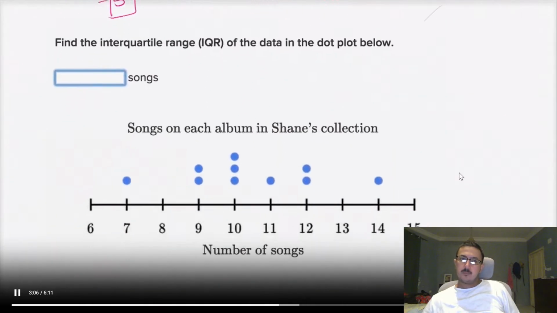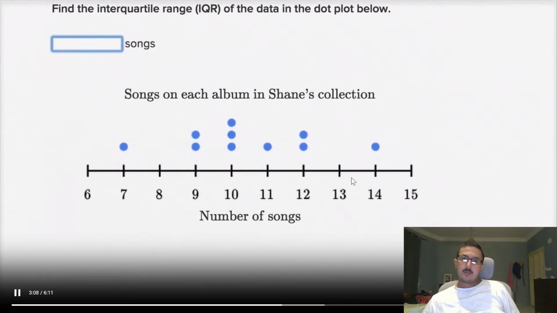This is strangely fun. Find the interquartile range of the data in the dot plot below. Songs on each album in Shane's collection. And so let's see what's going on here.